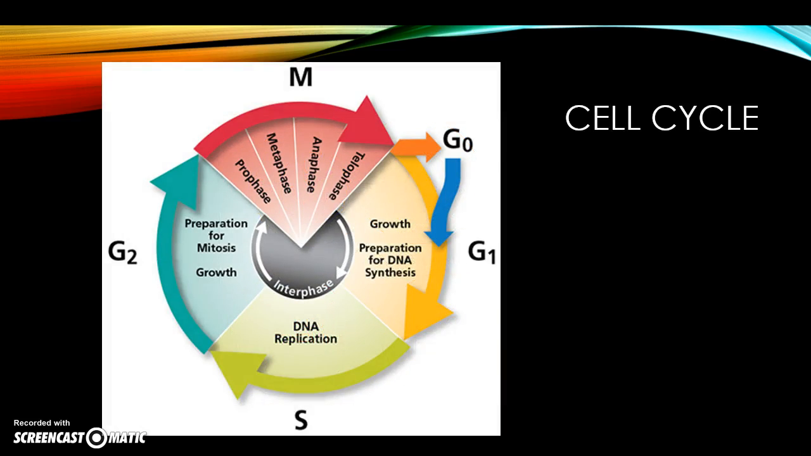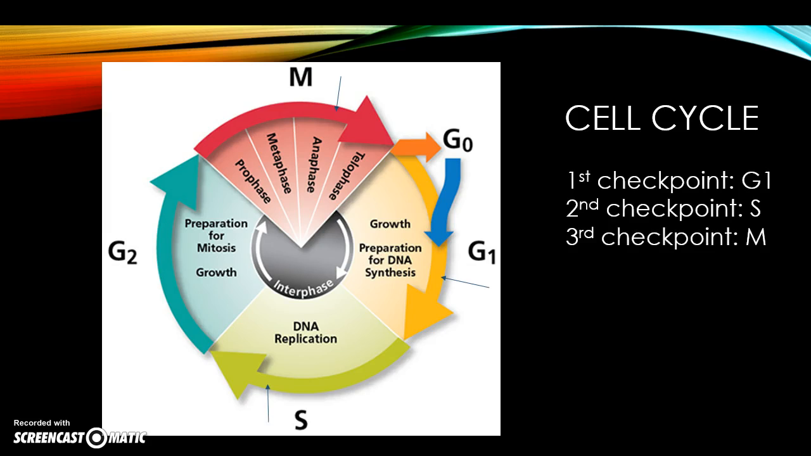The cell is regulated by three main cell checkpoints. The first checkpoint occurs within G1, which checks to make sure that the cell is large enough and that it has made the proper proteins such as p53 for the synthesis phase. The second checkpoint occurs within the G2 phase and ensures that the cell has a chance to repair any DNA that may have been damaged during replication.